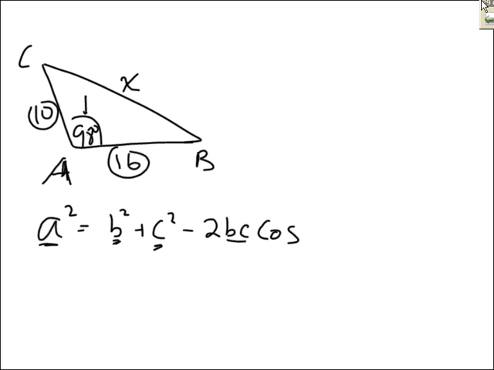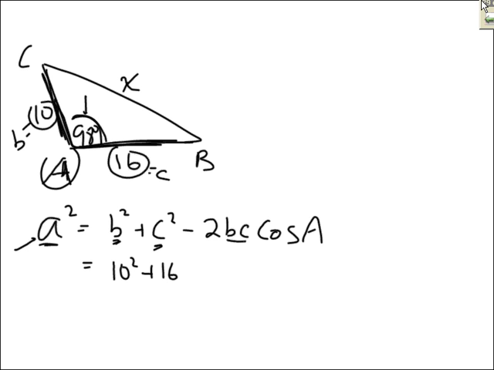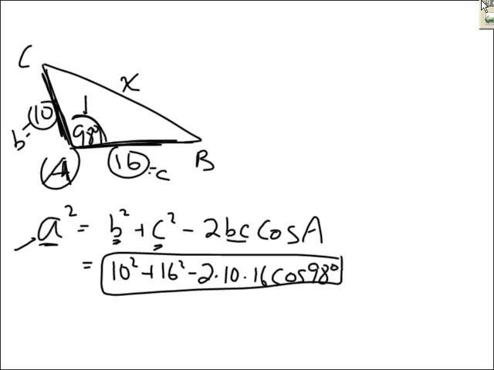Let's see, this is little b, and this is little c. What's in between B and C? What's right in the middle? Angle A, which is always going to be big, that letter, big A. And we have B is 10 and C is 16, 2 times 10 times 16 times the cosine of 98 degrees. I would just copy this in completely.